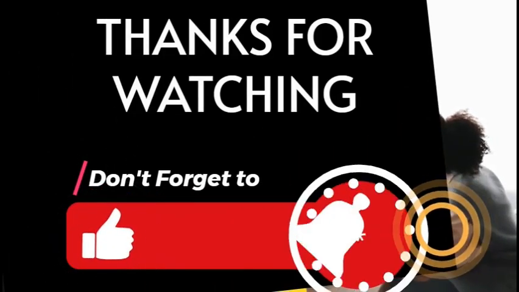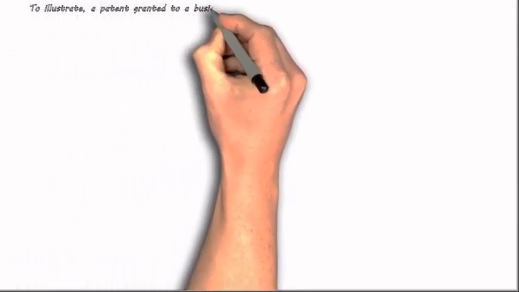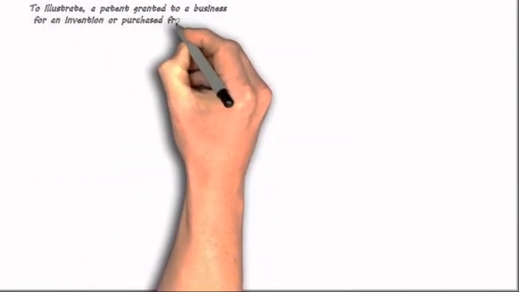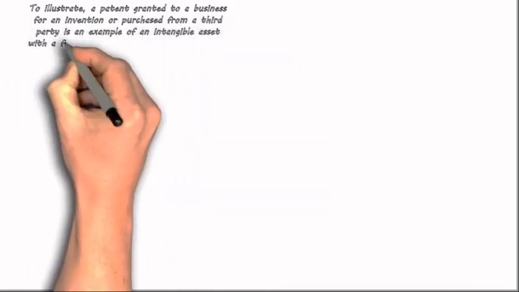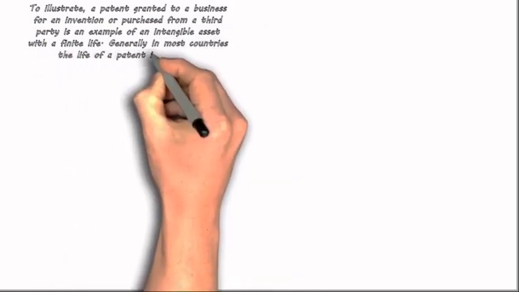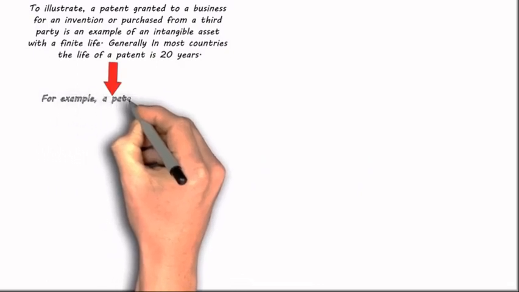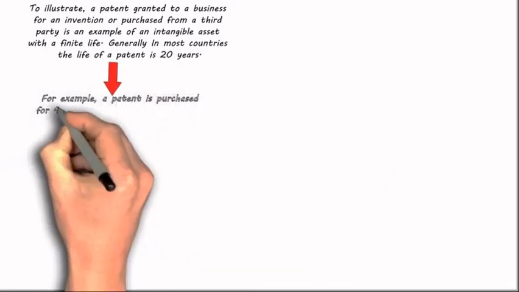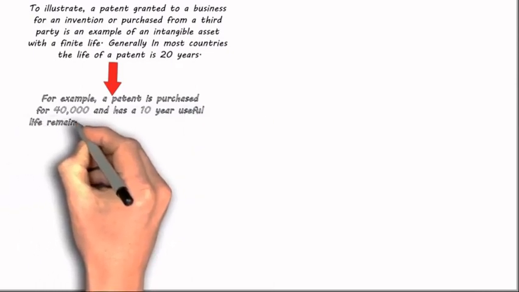To illustrate, a patent granted to a business for an invention or purchased from a third party is an example of an intangible asset with a finite life. Generally, in most countries the life of a patent is 20 years. Patent amortization example. For example, a patent is purchased for $40,000 and has a 10-year useful life remaining.